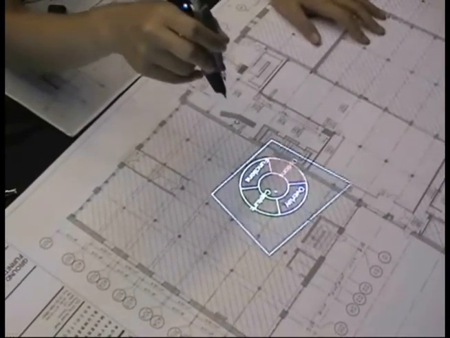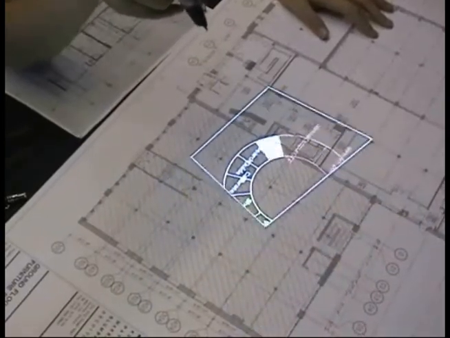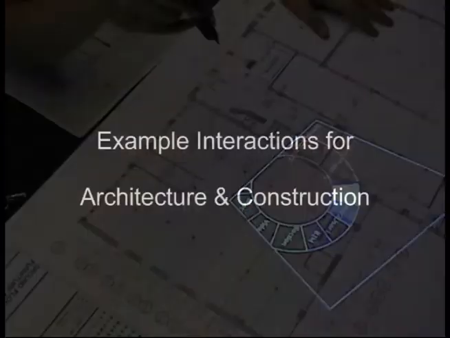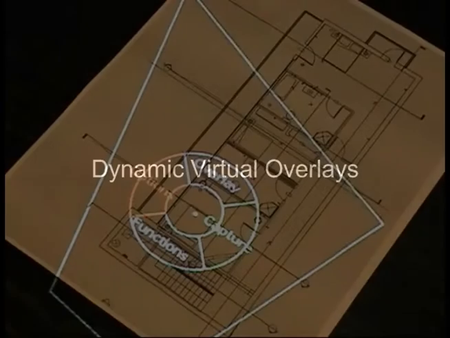We also explored multi-scaled menus. Here, as the pen is moved away from the paper, a more detailed menu of sub-items from the menu hierarchy is displayed. The first technique we demonstrate is augmenting a physical blueprint with a virtual overlay.